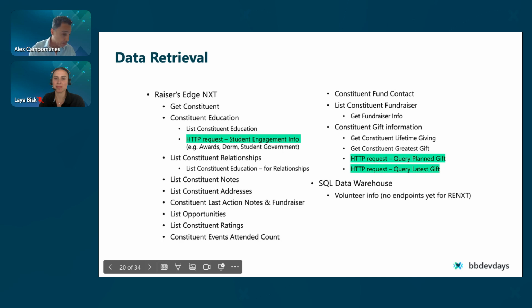So we do the get constituent API, and then under constituent education, we make two API calls. One is to list the constituent education, and the other is to do the student engagement information. Then we do constituent relationships. And within the constituent relationships, we call the API again to list out the education for every single one of those constituents.